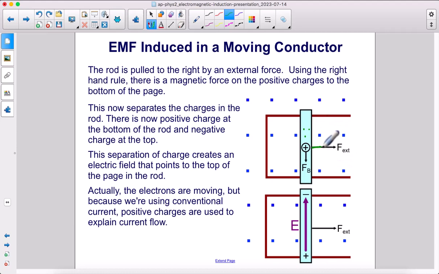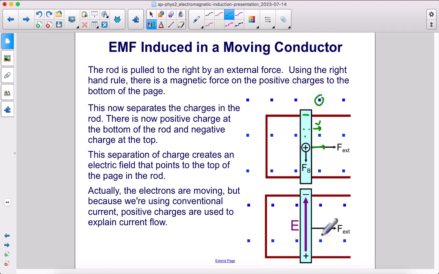So when you're moving to the right, that charge right here, this little charge, has a velocity to the right in an external magnetic field. So using the right-hand rule, where you point your hand in the direction of velocity, you point your palm in the direction of the field, you see that your thumb points down. There would be a downward force on positive charges. And the negative charges are going to be pushed to the top. So this separates the charges in the rod. There's now positive charge at the bottom and negative charge at the top.